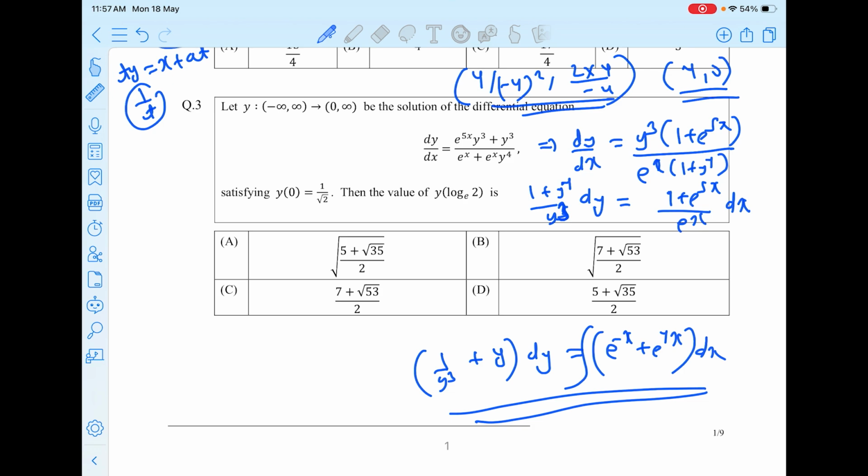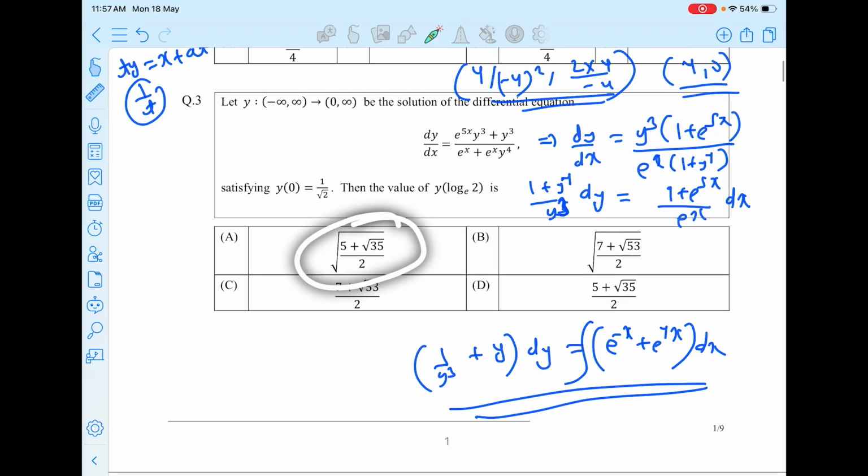Once you integrate, they have already given how to find the arbitrary constant. They have given y of 0 is equal to 1 by root 2. With that you will get the arbitrary constant. After that they are asking y of ln 2. Here maybe by looking at the options you get afraid, but it's not like that. Very easily you will get a biquadratic in y, which can be solved very easily, and you will get the answer.